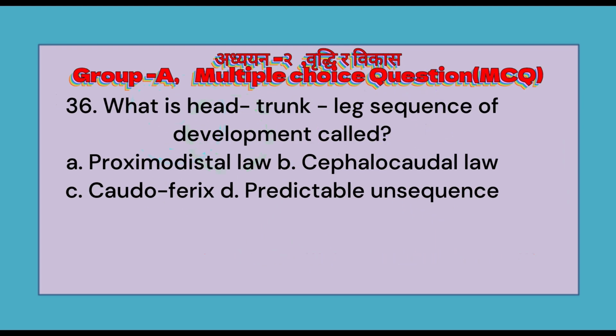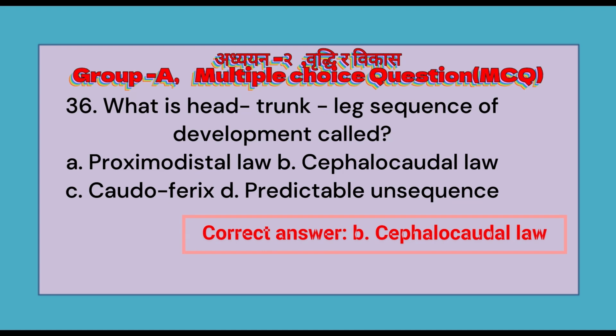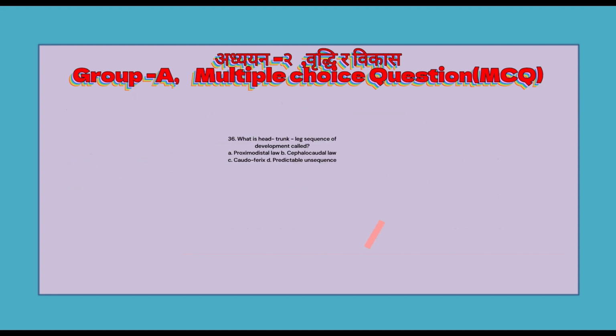36. What is the head, trunk, leg sequence of development called? A. Proximodistal law. B. Cephalocaudal law. C. Caudoferix. D. Predictable unsequence. Correct answer: B. Cephalocaudal law.